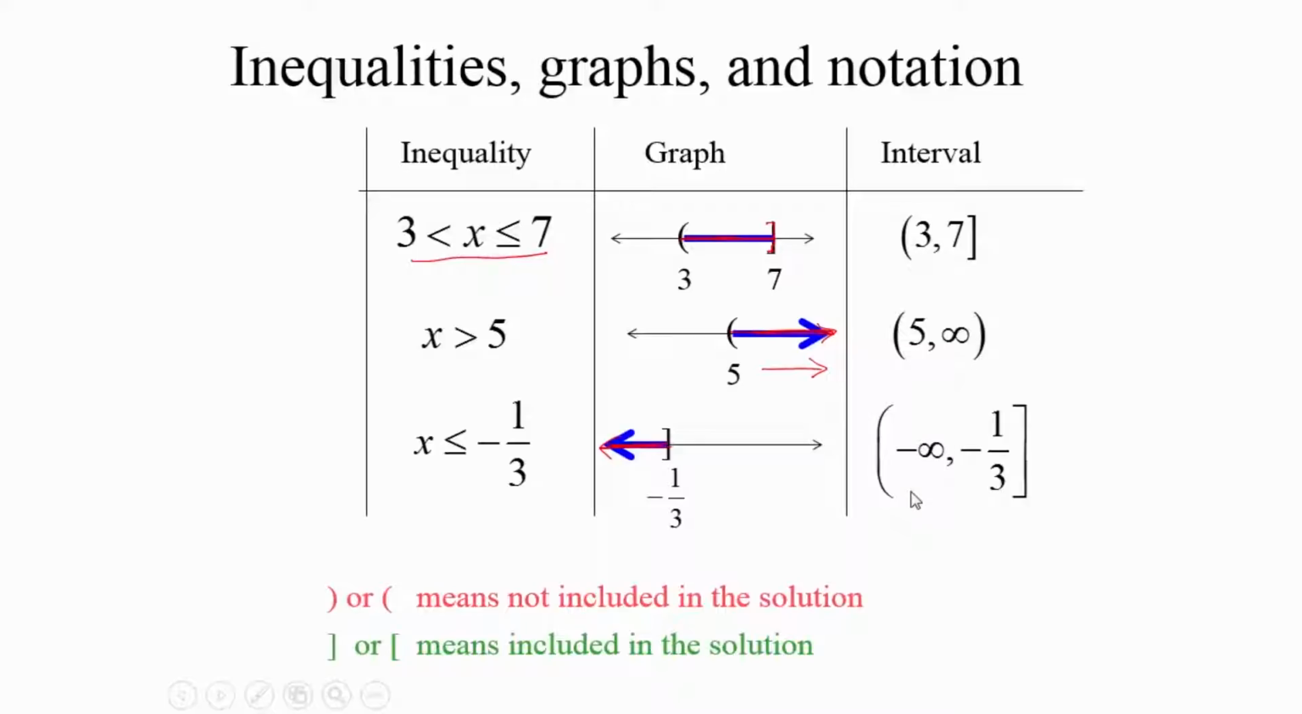By the way, this is 1.9, if I forget. We get into 1.9. And minus infinity and minus 1/3: it starts from minus infinity and goes to minus 1/3, including the 1/3 with the bracket. And here it would explain that parentheses means not included in the solution, and brackets means it is included in the solution.